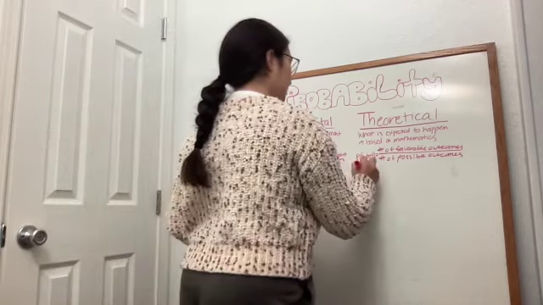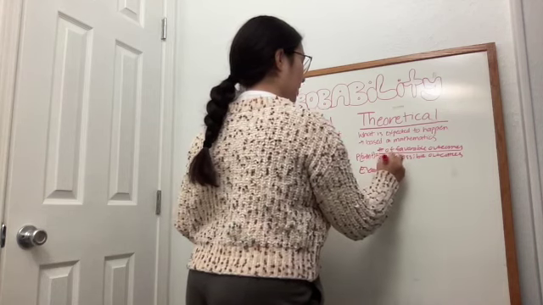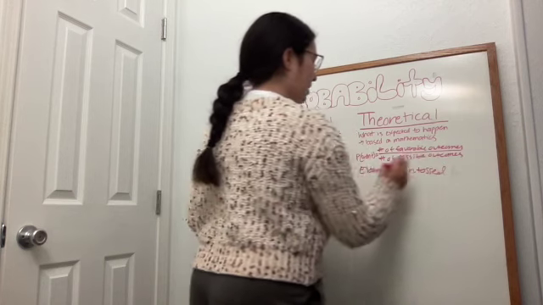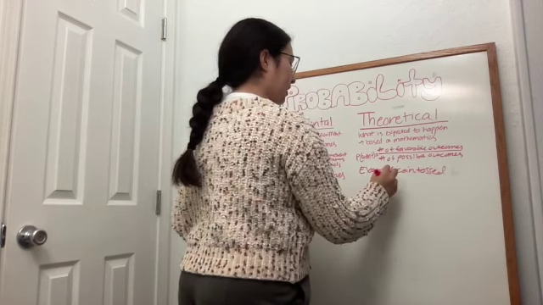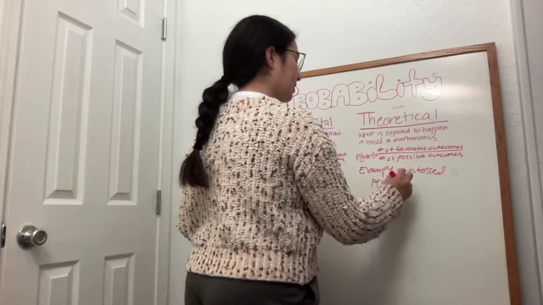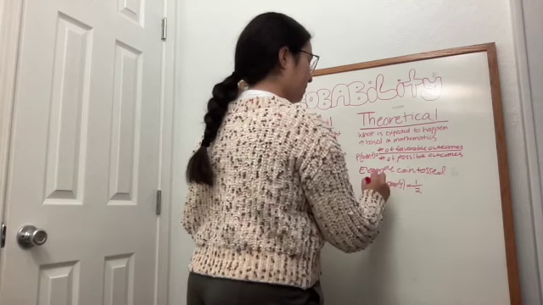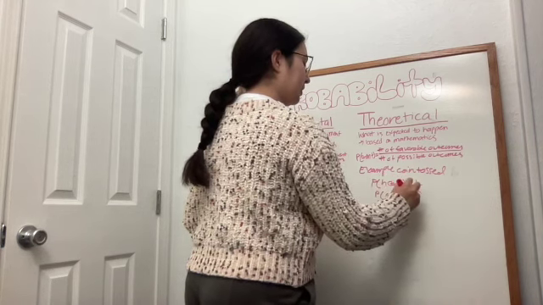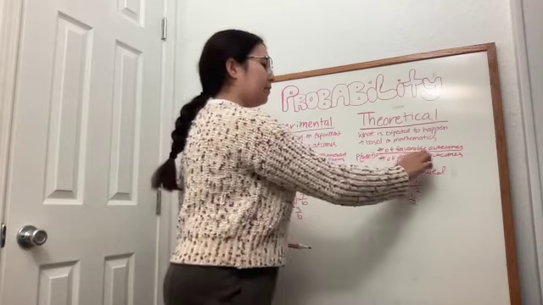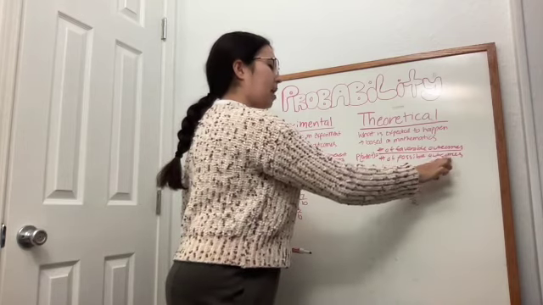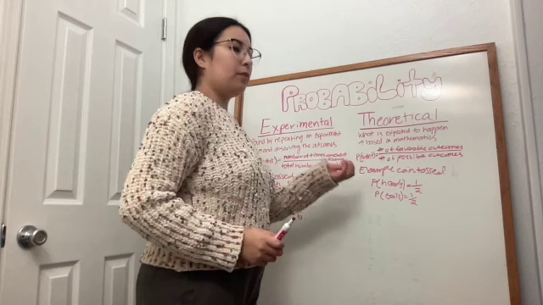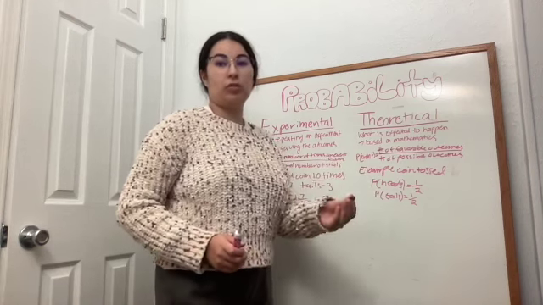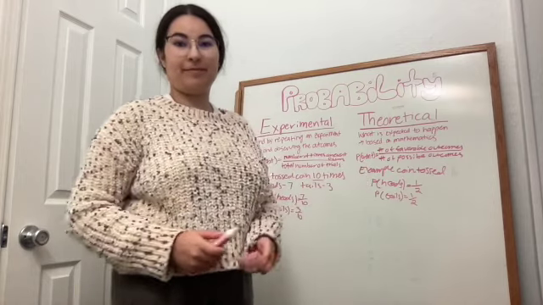So the example, a coin is tossed. So the probability of landing on heads is going to be 1/2, and the probability of tails is also going to be 1/2, because the number of favorable outcomes over the number of possible outcomes, we can only flip it once, and the possible outcomes is 2. So that's why it's a 50-50 chance.